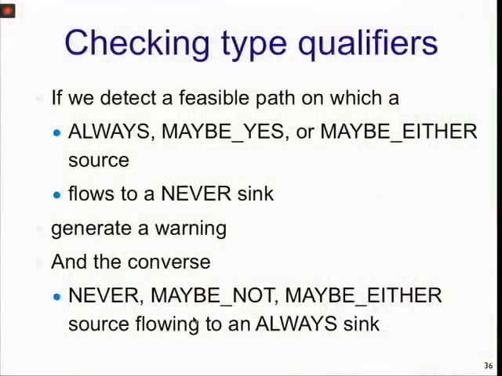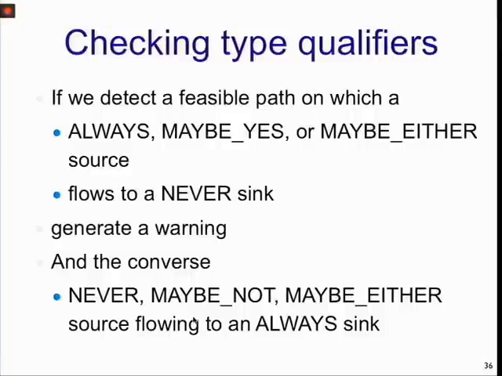And what do we actually do? What's the whole point of doing these type qualifiers? Once again, names are in flux. But basically, we want to do a data flow analysis through the program. If we can find a feasible path on which an always maybe yes or maybe either source flows to a never sink, then we want to generate a warning. And also the converse: if we see a never maybe not or maybe either source flows to an always sink, we want to generate a warning.